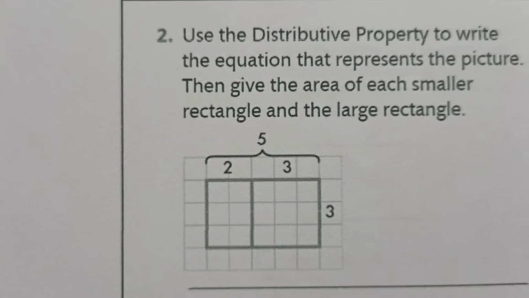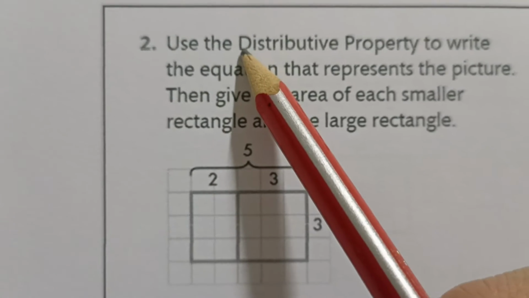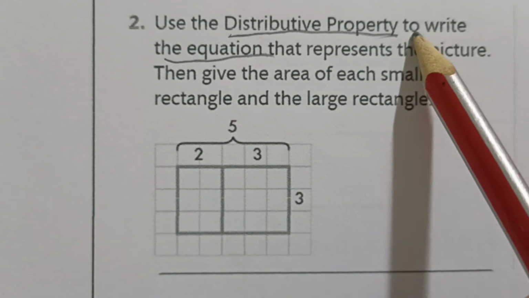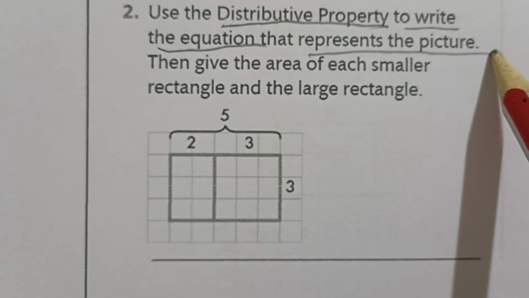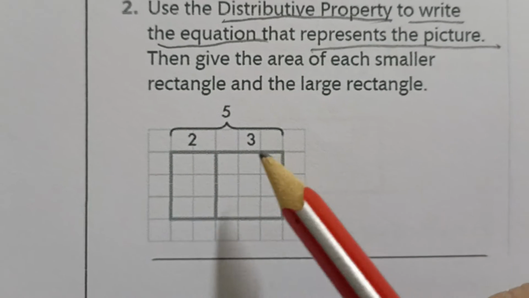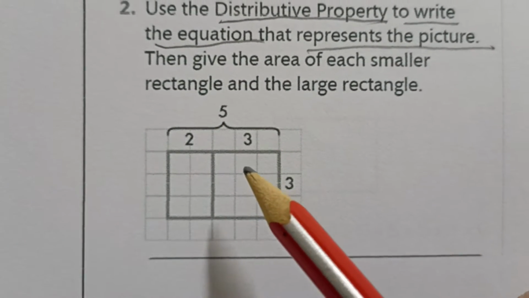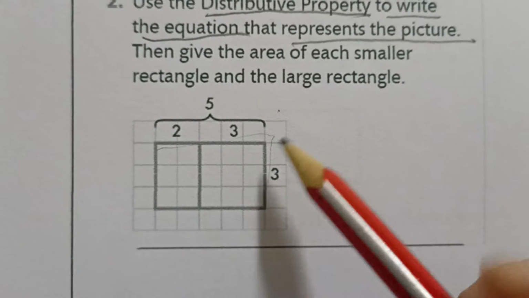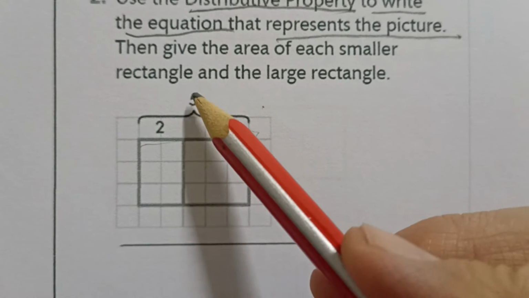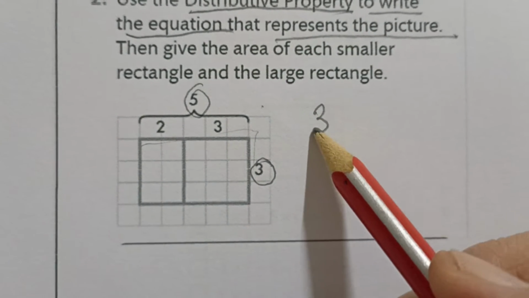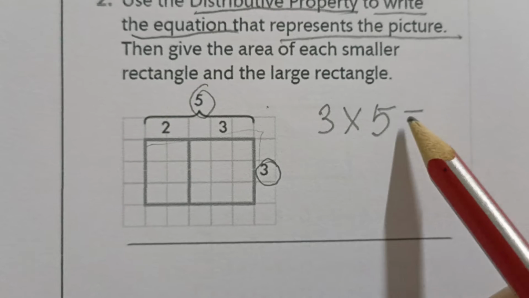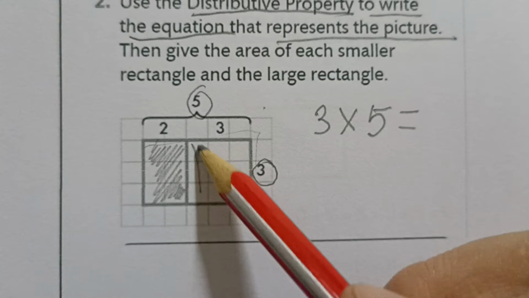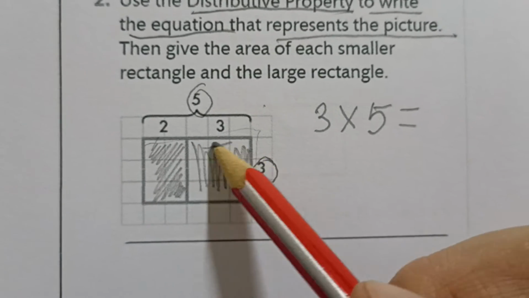Number 2. Use the distributive property to write the equation that represents the picture. Okay, so first of all, we can see one big rectangle, like this one. So it's 3 by 5. So let us write that equation, 3 by 5. Now you can see one small and second small. Let us shade them differently, okay?